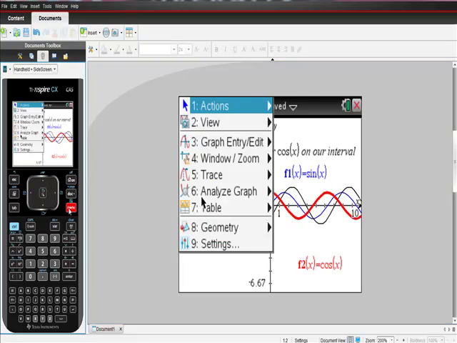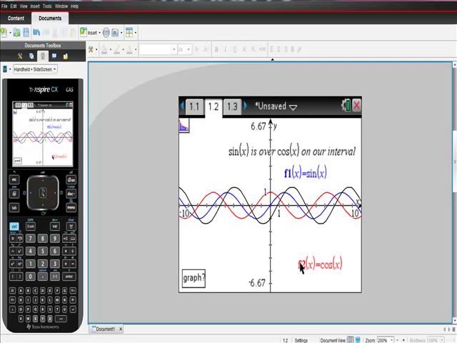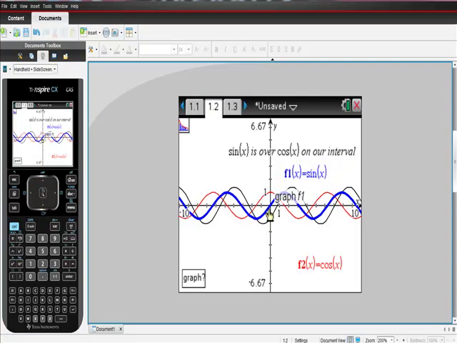I'm just going to go to Menu, Analyze Graph, Integral. And then it's going to ask me which graph. Remember to choose the black graph, so I chose graph 3. I'm going to go to Menu again, Analyze Graph, Integral. I'm going to choose the black graph now. What I'm going to do here is this.